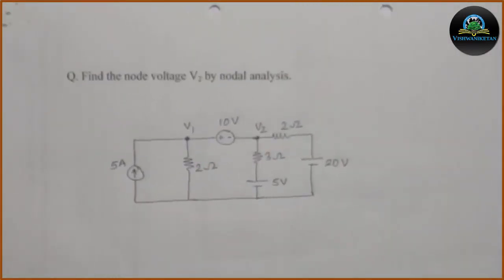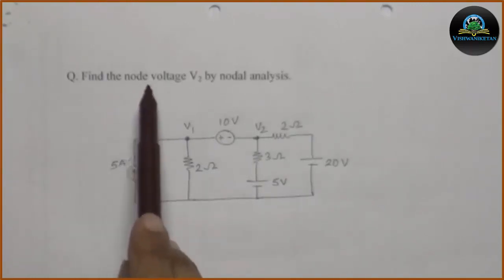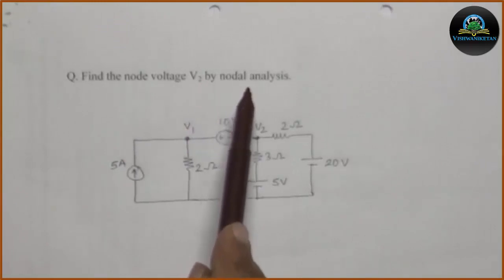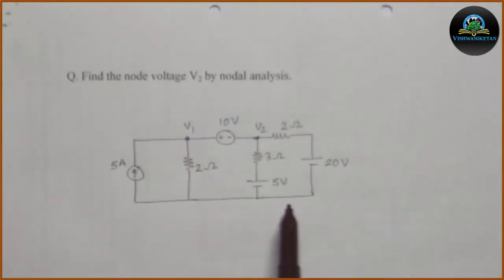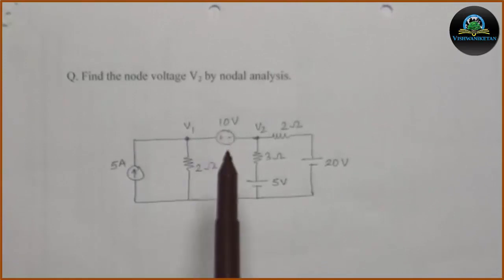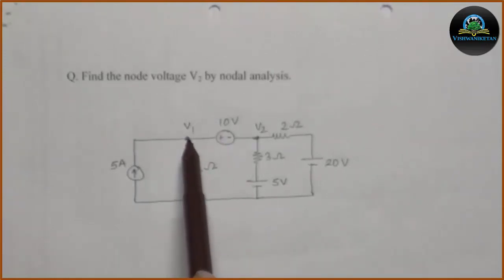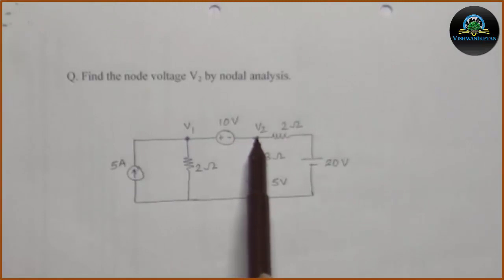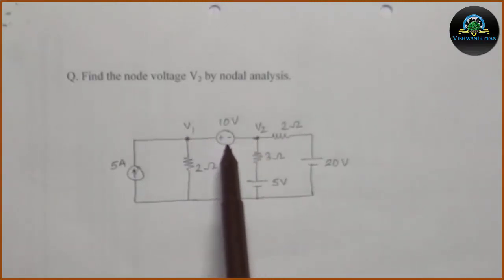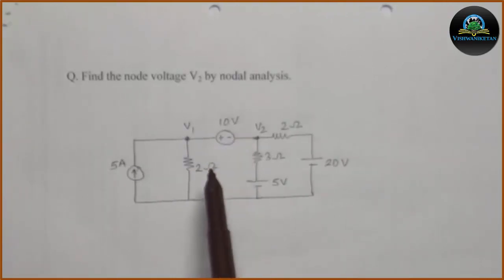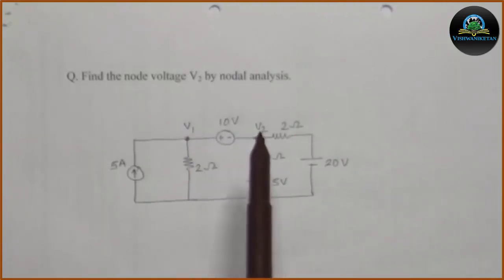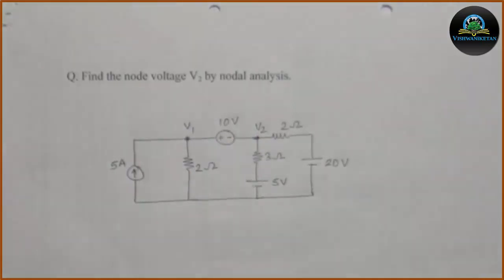The numerical which I have taken for solving the supernode is: find the node voltage V2 by using nodal analysis. This is my circuit. If you observe the circuit, this is V1, that is node 1, and this is V2, that is node 2. In between V1 and V2, there is a battery or a source having voltage 10 volt. Hence, this V1 and V2 will be considered as supernode. Let us redraw the circuit by assuming currents in each branch.